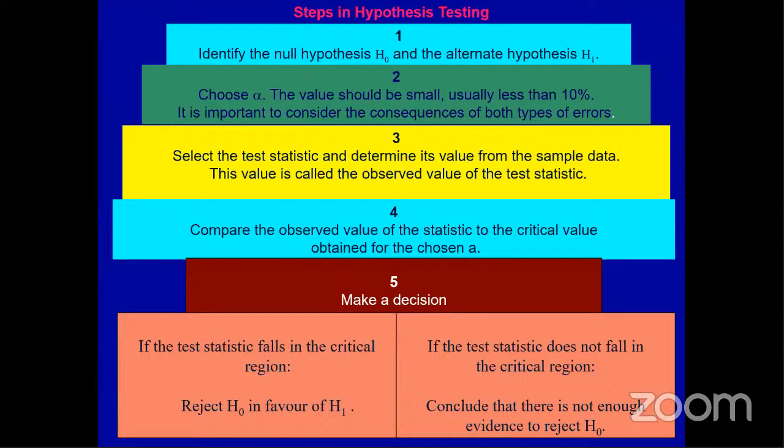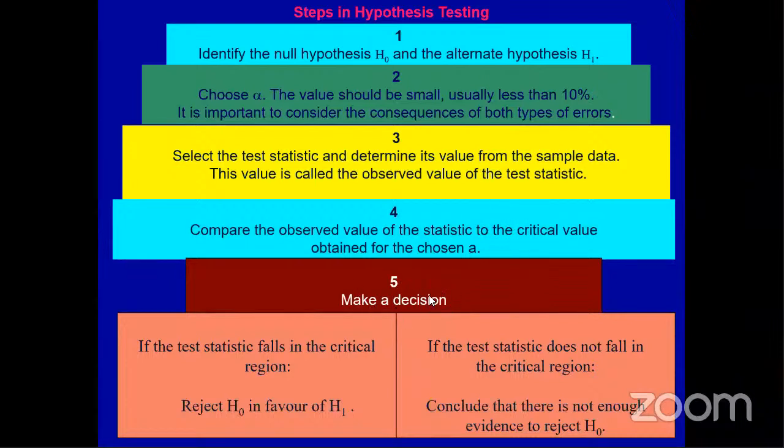We are giving what is required for your research. Those who are in the final year of PG can also enter into research. That is the motto of conducting this workshop. And see what we are doing here in the fourth step: compare the observed value of the statistic to the critical value obtained for the chosen significance level. Then make a decision.